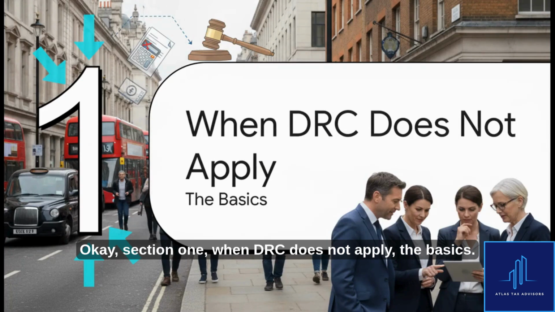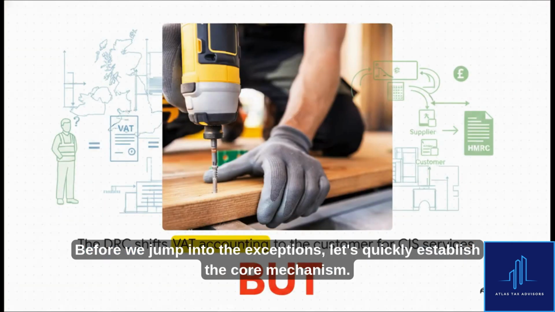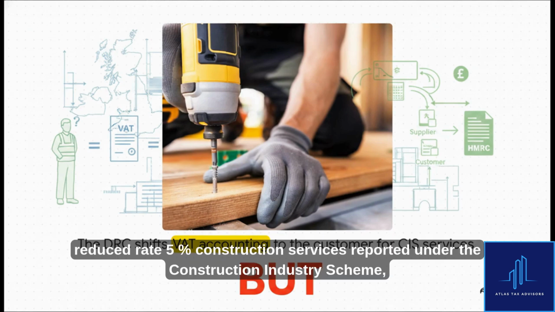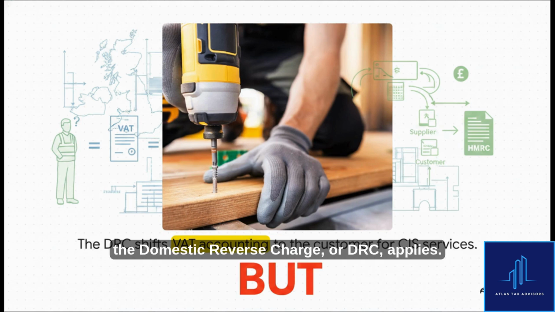Okay, Section 1, when DRC does not apply, the basics. Before we jump into the exceptions, let's quickly establish the core mechanism. Normally, if you're dealing with standard 20% or reduced rate 5% construction services reported under the Construction Industry Scheme, the Domestic Reverse Charge, or DRC, applies.